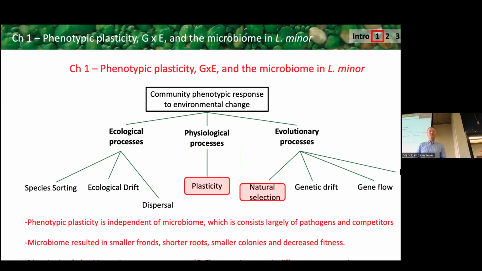So what have we learned in chapter 1? That phenotypic plasticity is largely independent of the microbiome, which consists largely of pathogens, parasites, and competitors. The microbiome resulted in smaller fronds, shorter roots, smaller colonies as well, I didn't show that one, and decreased plant fitness. The magnitude of this plasticity varies among genotypes, and it suggests that there are genetic differences among sites.